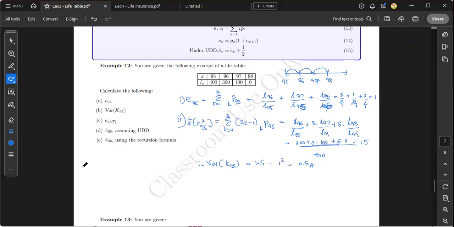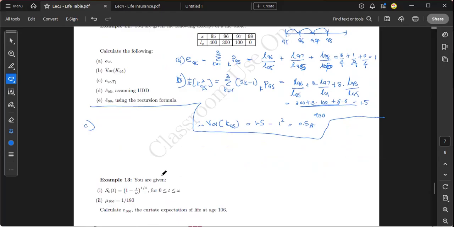And then we can move to part C. So this is part A, this is part B. Let's go to part C, which is the temporary life, who is at age 95 and only going for one more year.